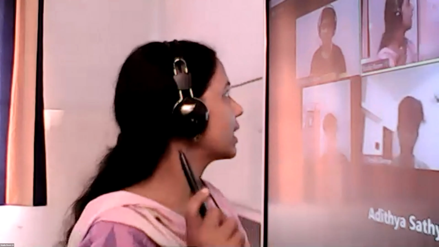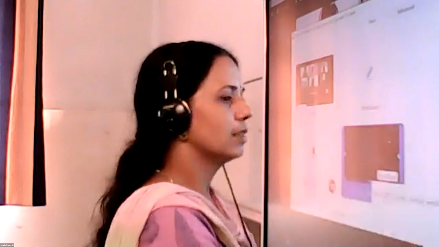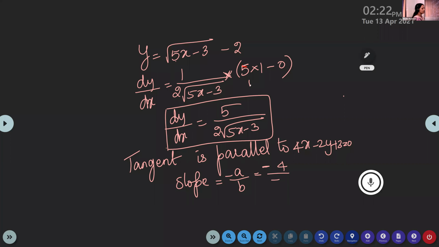Learn the formula. If the straight line is given, what is the formula we use for slope? It is minus a by b. The slope of the line is here. We are getting minus a by b. So it is minus 4 by minus 2, which is 2. So this is the slope of the parallel line.